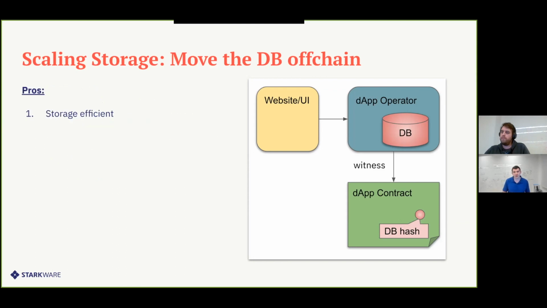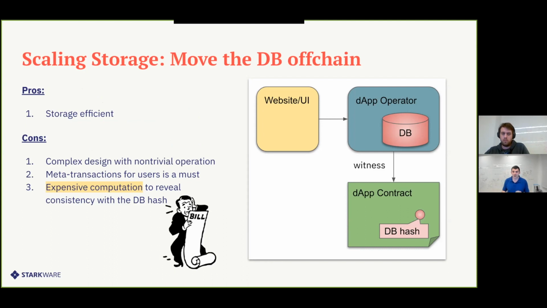So first of all, it is really storage efficient. We took all these reads and writes and anything that we need to do with on-chain storage, and instead of keeping a lot of data on-chain, we now have only a single hash on-chain representing the entire database. But what do we get in return? In return, we really get a very complex system design with some non-trivial operation.